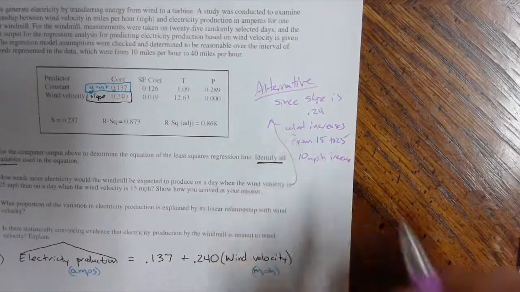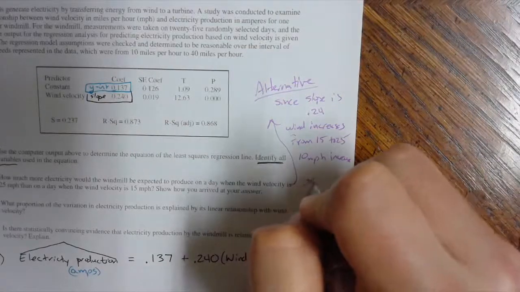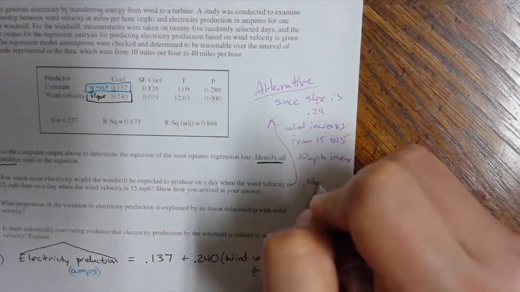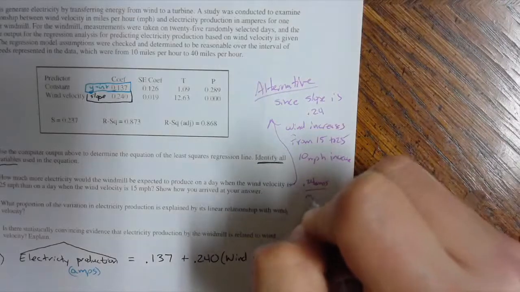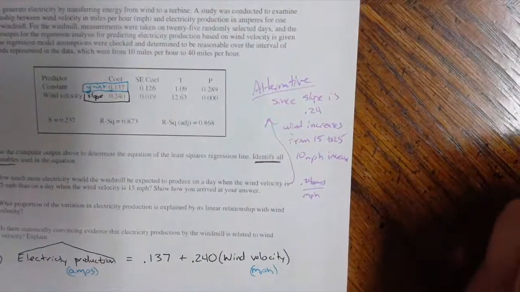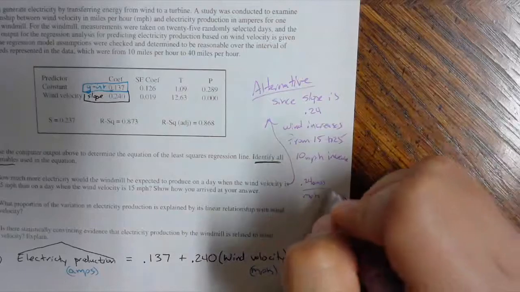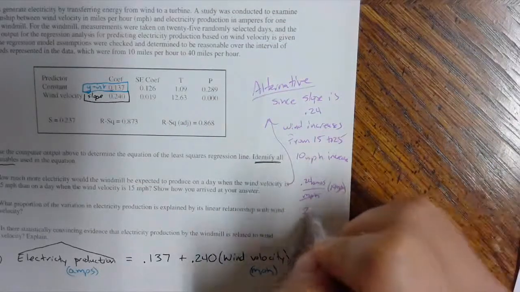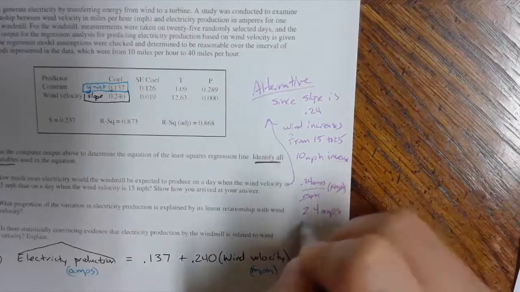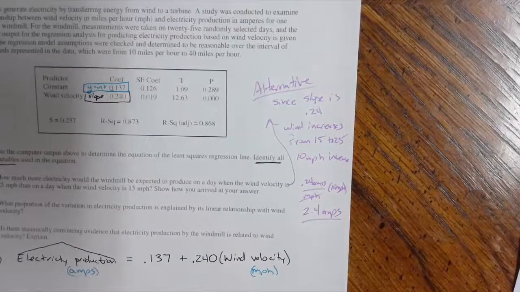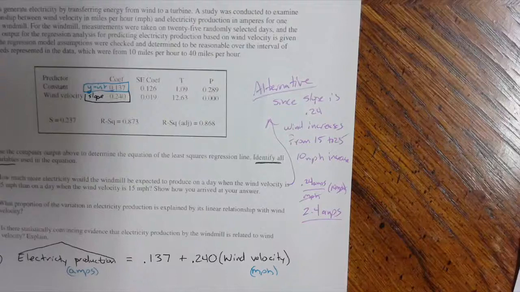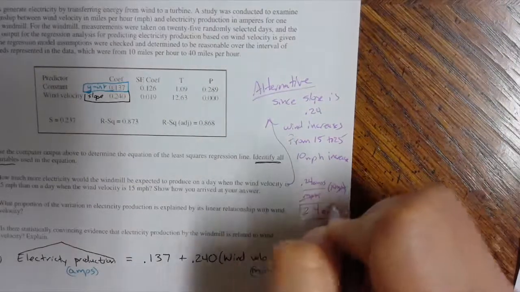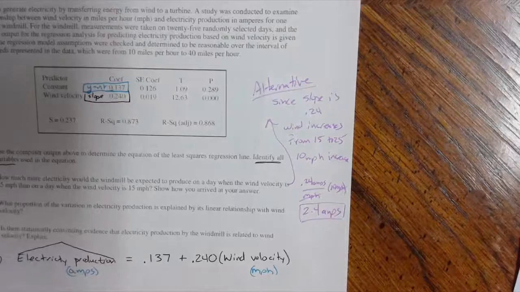If I just use my slope, 0.24, and again this is amps per mile per hour, so it's got units on that, and then if I'm increasing by 10 miles per hour, we just end up calculating it directly, 2.4 amps, just by multiplying the 10 miles per hour times the 0.24 amps per mile per hour. So this is another way to think that through. Either one would be perfectly fine on the AP exam.